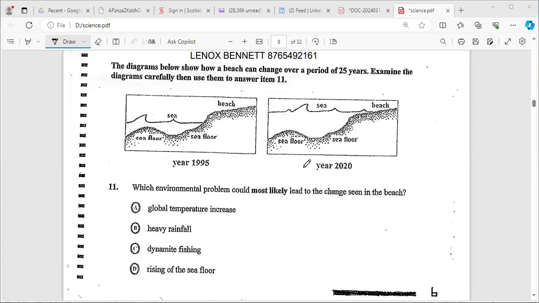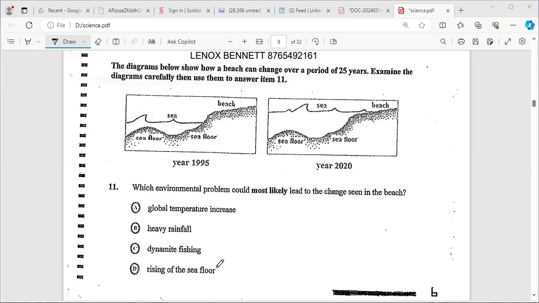It says the diagram below shows how the beach can change over a period of 25 years. Examine the diagrams carefully and use it to answer item 11. So here they give us 1995 and 2020. So that's the 25-year period. And it says which environmental problem could most likely lead to the change seen in the beach. So here we have the sea level that is very low, and then the sea level rises. Is it global temperature increase, heavy rainfall, dynamite fishing, or rising of the seafloor?